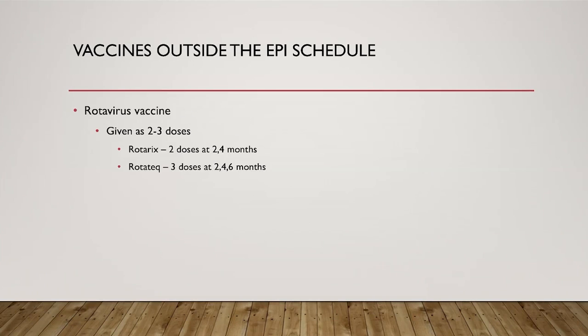Then we come to the rotavirus vaccine, which is given as 2 to 3 doses. It depends on the type of vaccine. There's a vaccine called Rotarix, which needs mainly 2 doses at 2 and 4 months. But the RotaTeq variety, it's better to give as a 3-dose schedule given at 2, 4, 6 months.